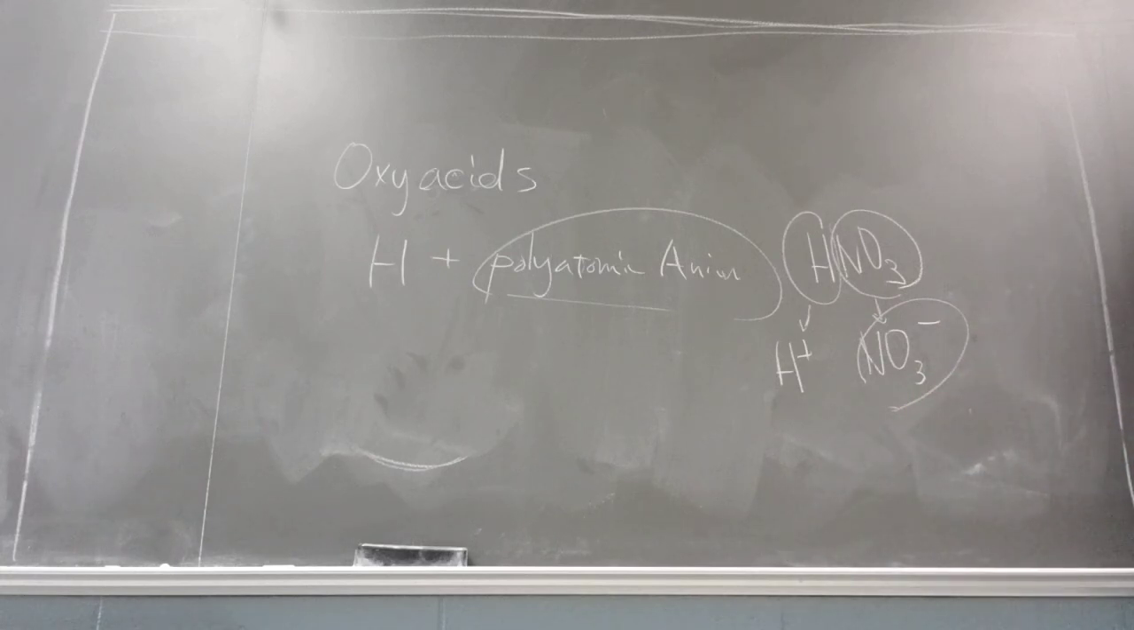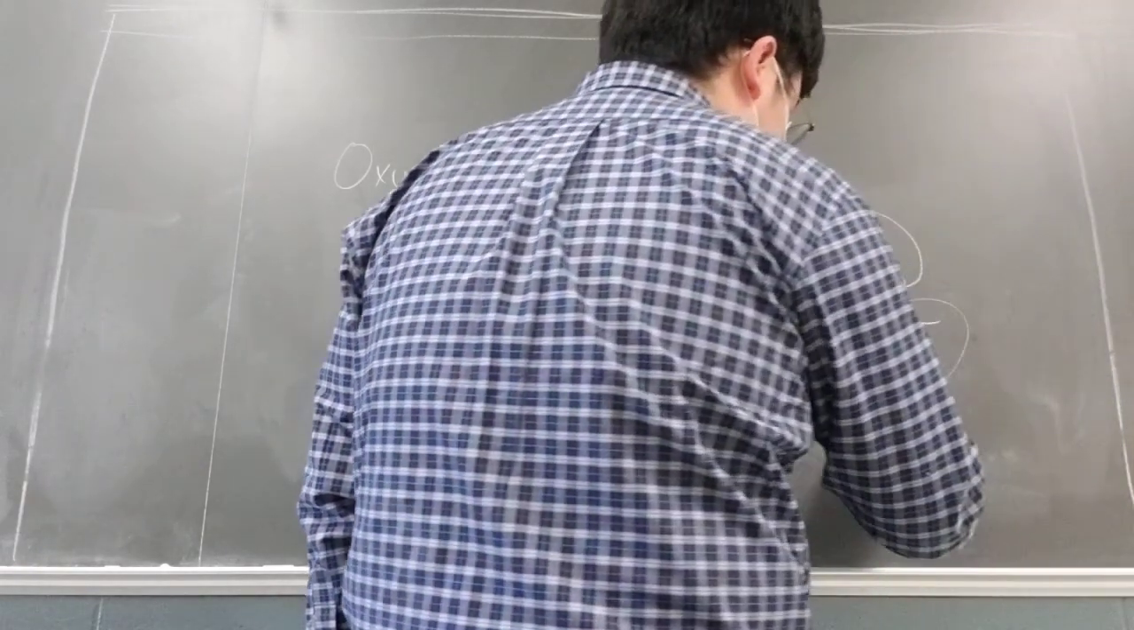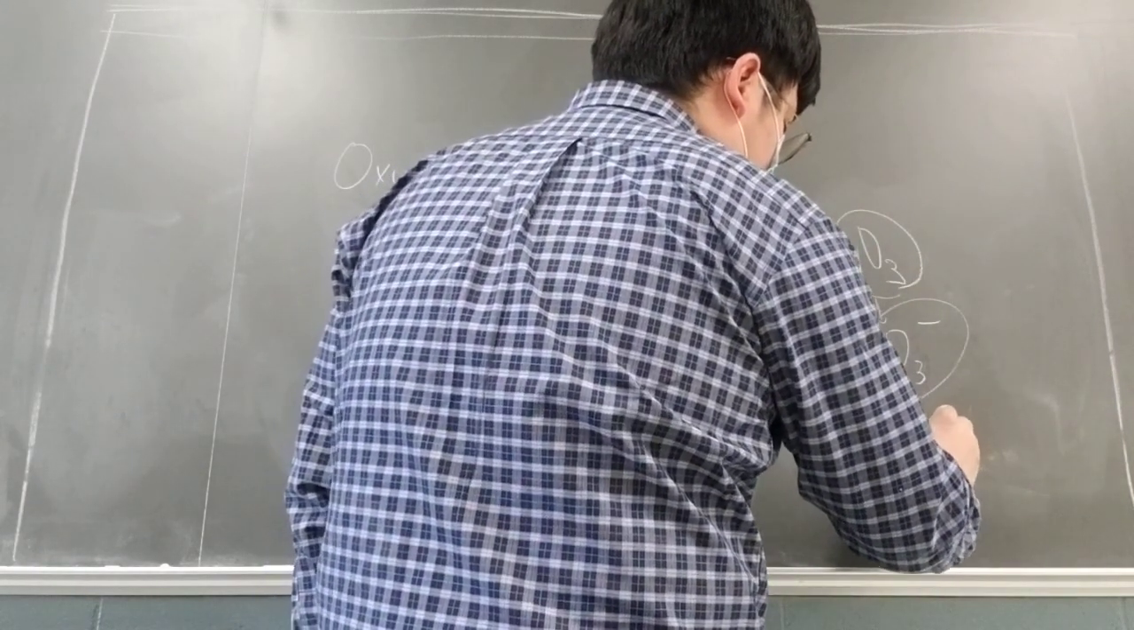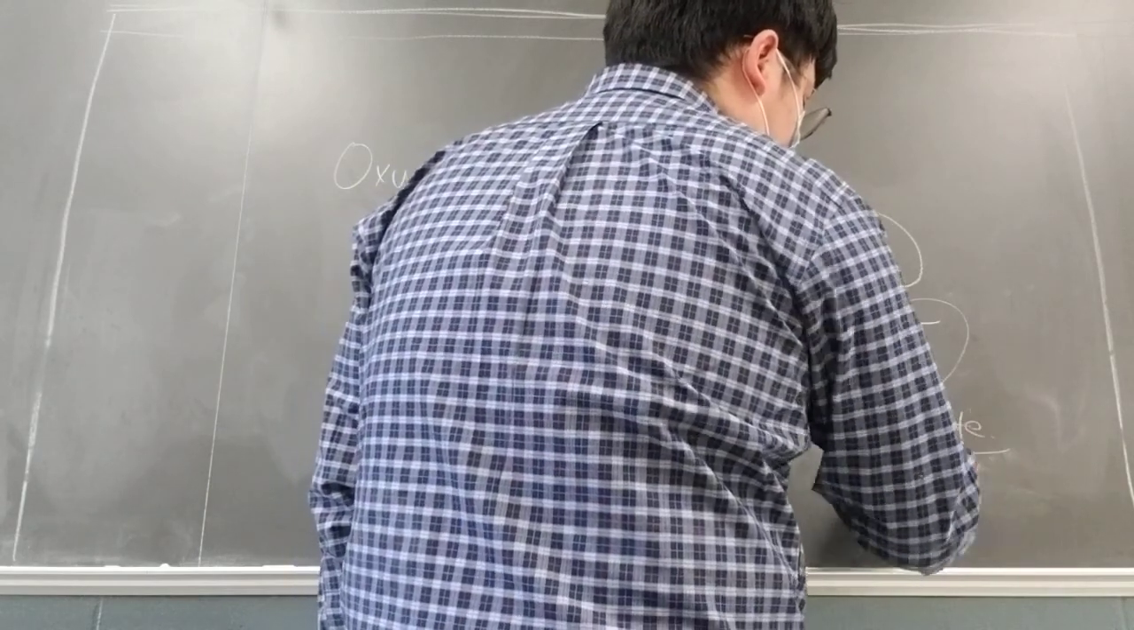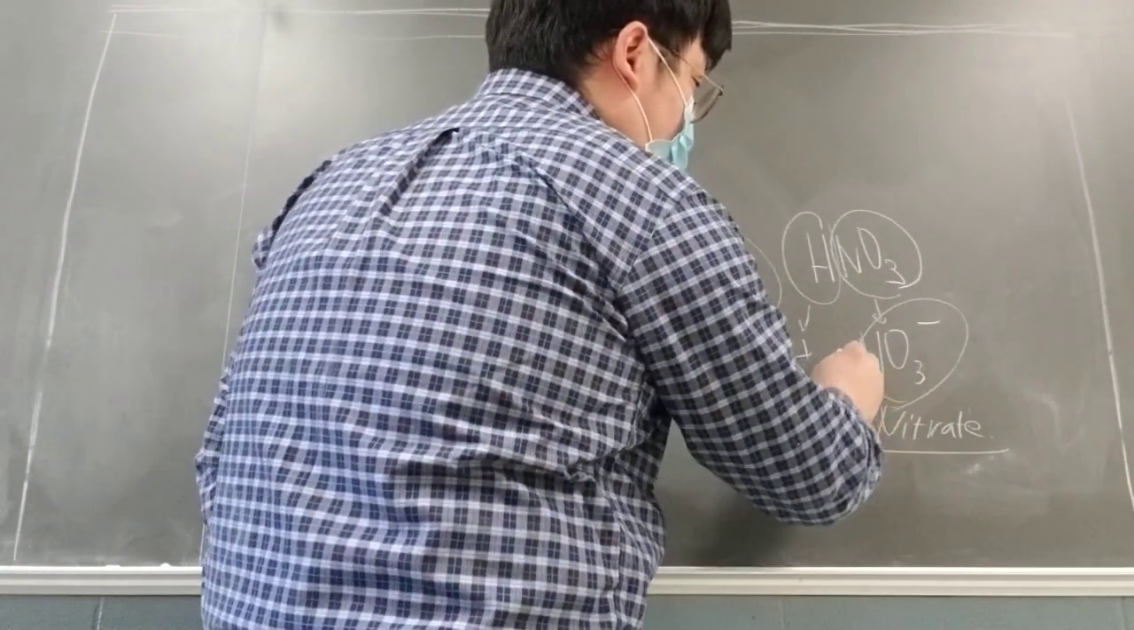This is something you cannot find on the periodic table. You need to memorize it. There's no other way. You have to memorize it. So you have to memorize that this name is nitrate. Nitrate. So, nitric acid, perfect. So, this is a nitrate, right?